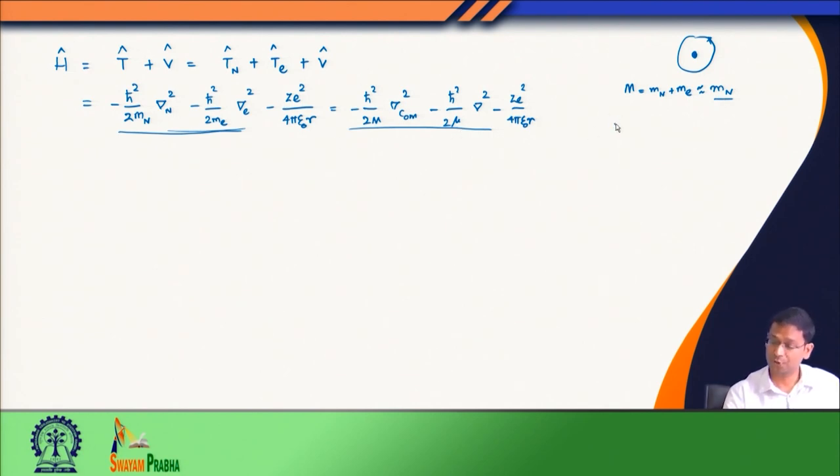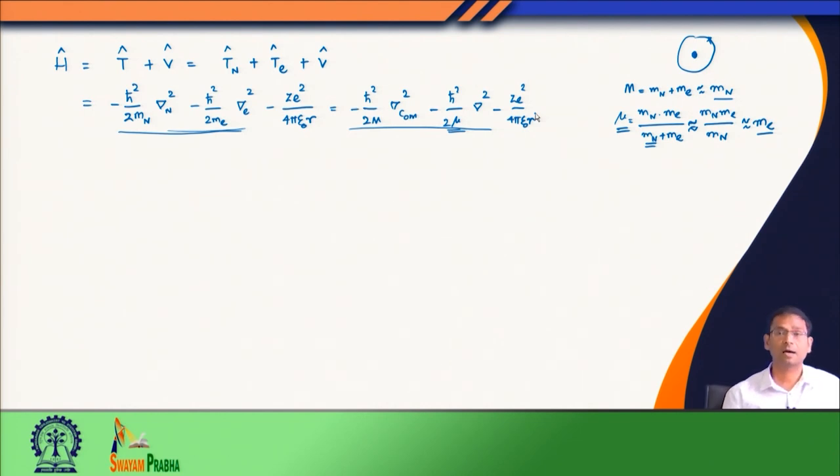The second term has mu, which is the reduced mass defined as m_n into m_e divided by m_n plus m_e. So, when you see m_n is so large compared to m_e, this term can simply be approximated as m_e, and the reduced mass is nothing but the mass of the electron. So, therefore, this term talks about the kinetic energy corresponding to the electron, this term corresponds to the kinetic energy of the nucleus. And this term, of course, we know is the Coulomb interaction between the electron and the nucleus. So, this is the picture that we had for hydrogen atom.